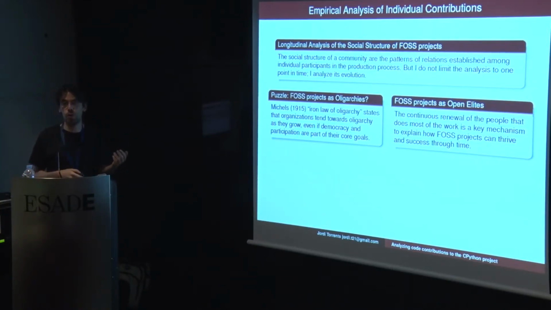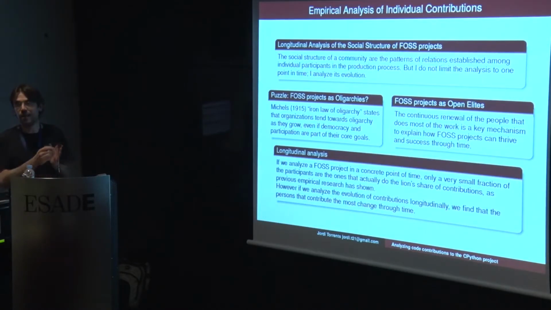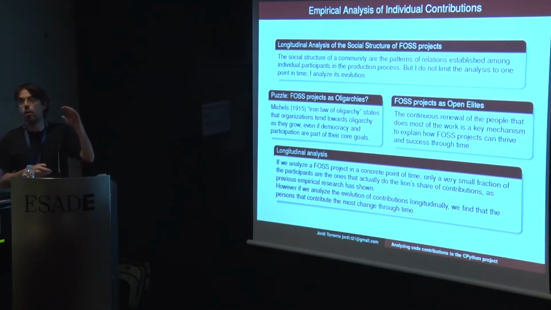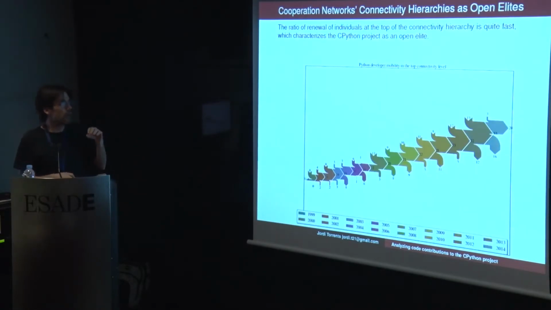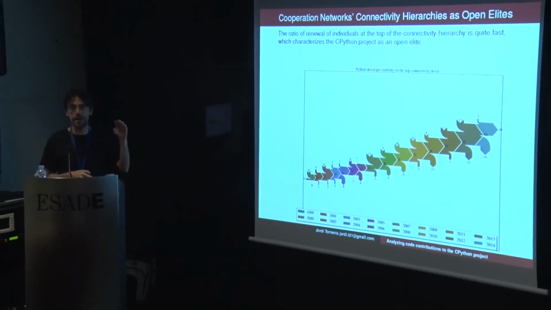And the analysis that I showed you until now kind of supports this hypothesis, because as we saw, only very few people contribute most of the code. But if you look at longitudinal analysis of these networks, the people at the top of the hierarchy each year change a lot. So we are not talking of an oligarchy where very few people are the only ones at the top, but if you look at the people that come in and go out from the top positions of the hierarchy, it changes a lot.